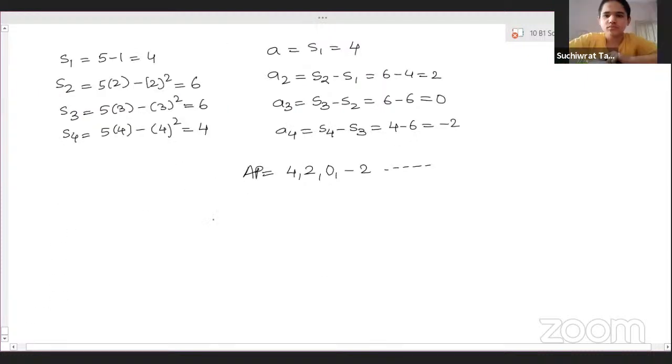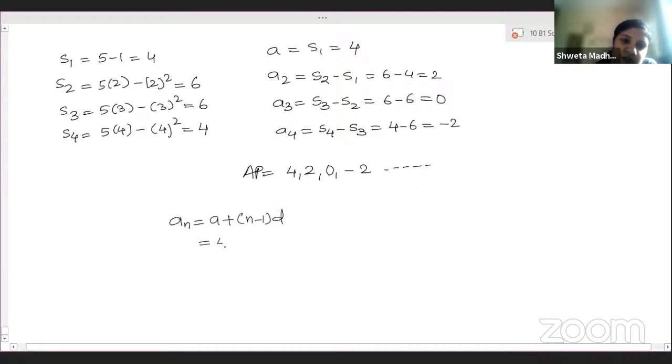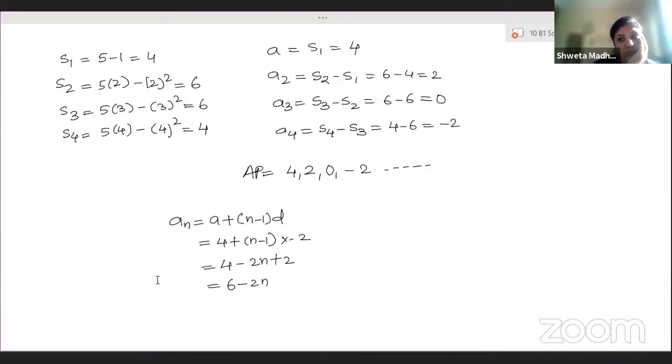Now are these terms in AP or not? Yes, ma'am. Now what you have to calculate is the nth term. A plus n minus 1 into D. A is 4 plus n minus 1, D is minus 2, into minus 2. So 4 minus 2n plus 2, 6 minus 2n. Clear?